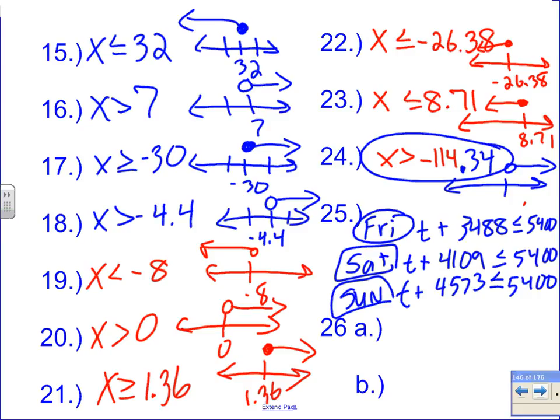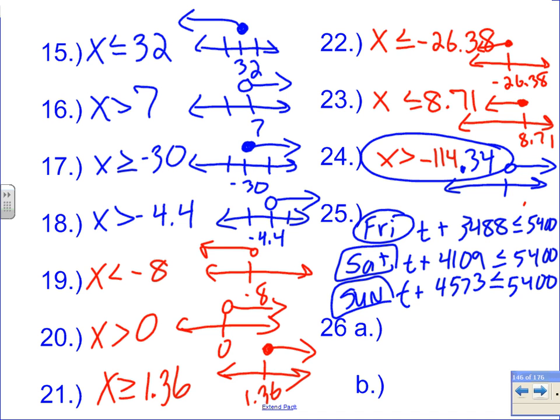Okay, let me read 25 one more time. So listen, for number 25, Friday's answer is t is less than or equal to 1,912. Saturday's answer is t is less than or equal to 1,291. Sunday's answer is t is less than or equal to 827.